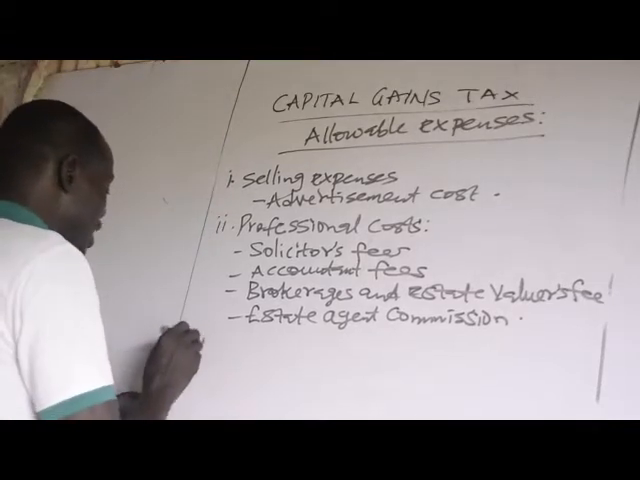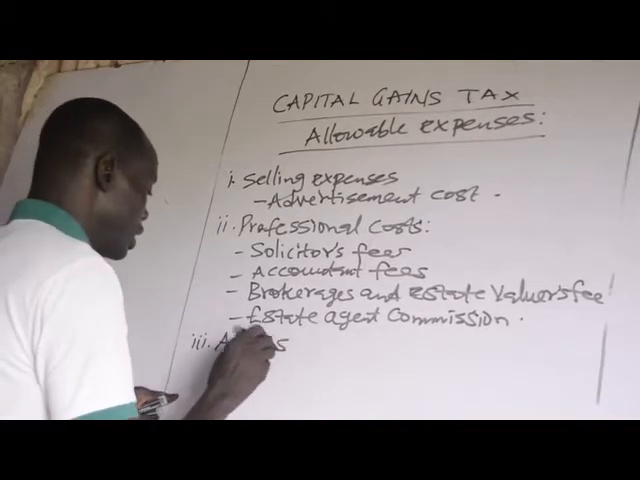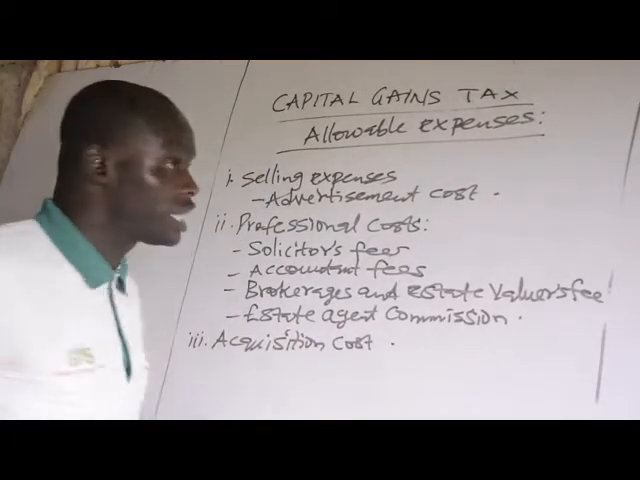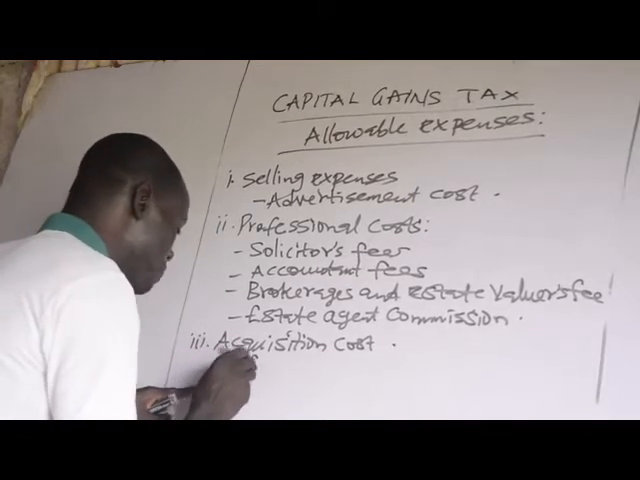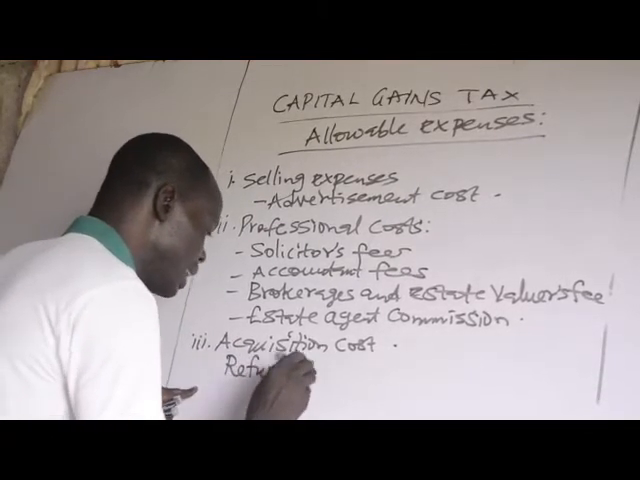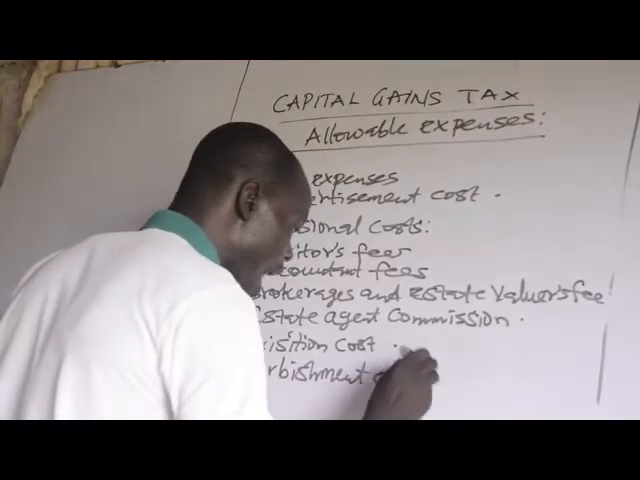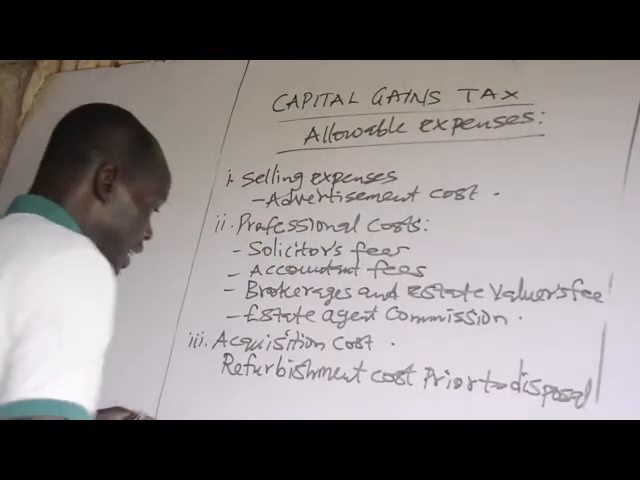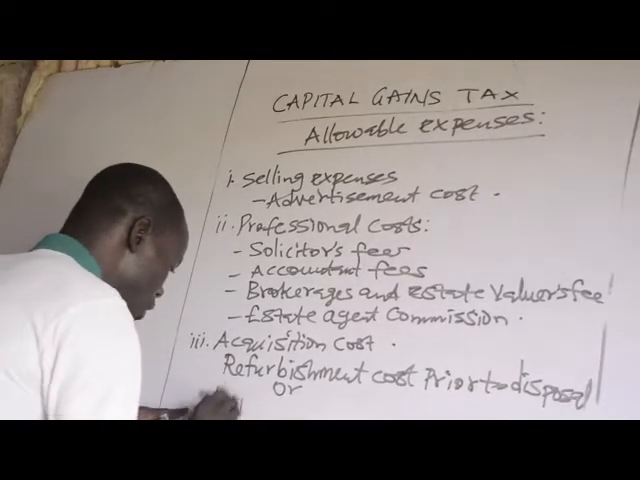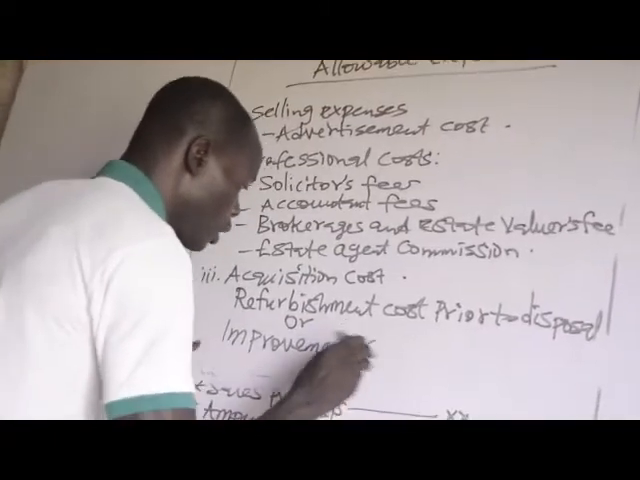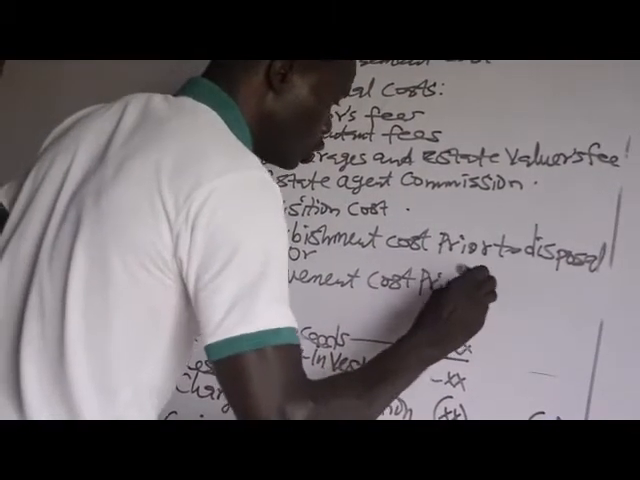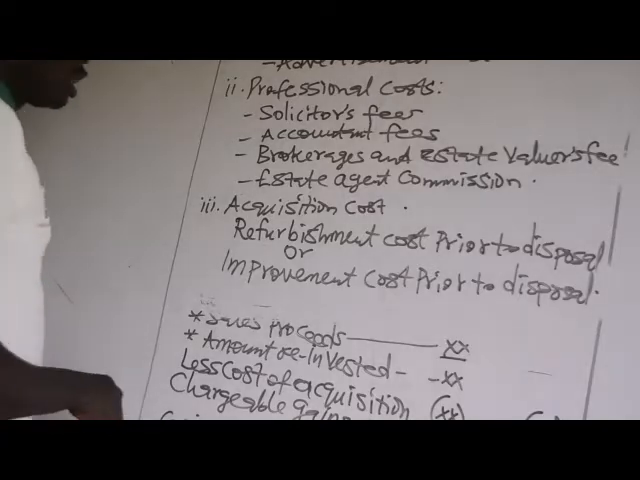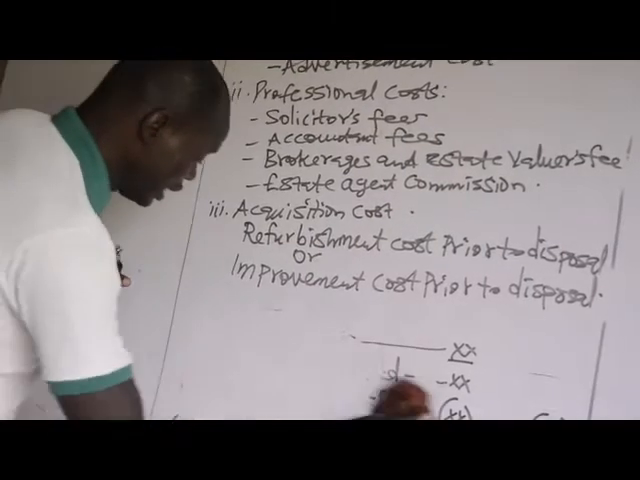Then we have acquisition, number three. Acquisition cost: cost incurred in connection with the acquisition of the asset, and any cost of refurbishing the asset. Refurbishment cost prior to disposal, or cost of improving the asset, or improvement cost prior to disposal. All these expenses are allowable for the computation of capital gain tax.